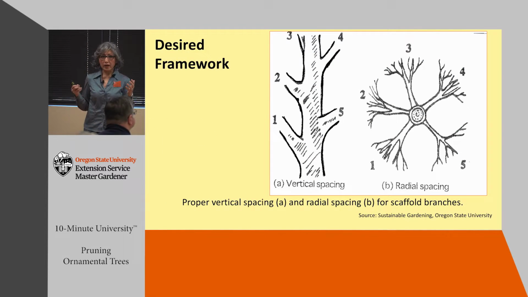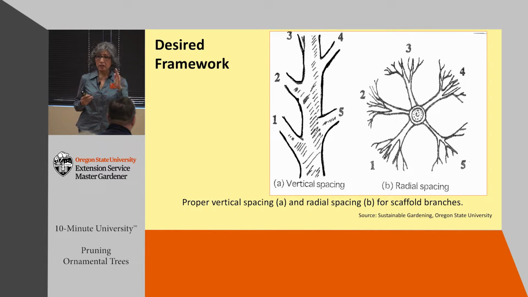So what do I mean when I say desired framework for a tree? If we look from the top down, the branches of the tree attaching to the central trunk should look something like spokes of a wheel. Should look like a wheel pattern. And that 360-degree coverage helps the tree to look balanced, gives it maximum exposure to sunlight and air.